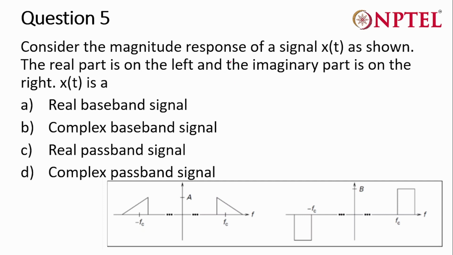Yeah, fine. So the magnitude response of x of t is given here. The left one is the real part and the right one is the imaginary part. So what is this x of t signal? Is it a baseband signal? Is it a real signal? Is it a passband signal? Real or complex? So what is the signal x of t? The left one is the real part and the right one is the imaginary part.